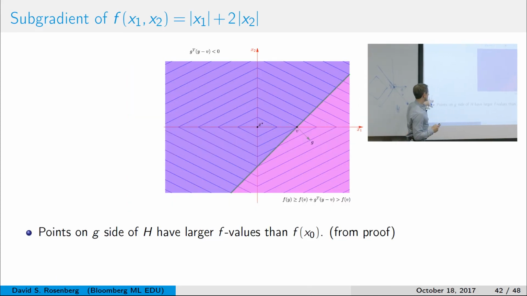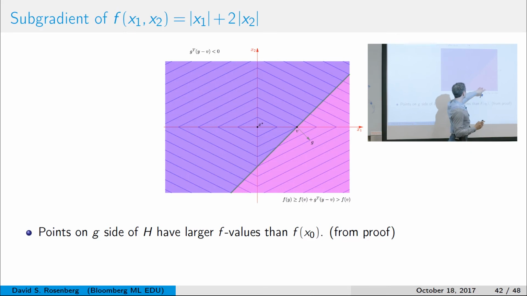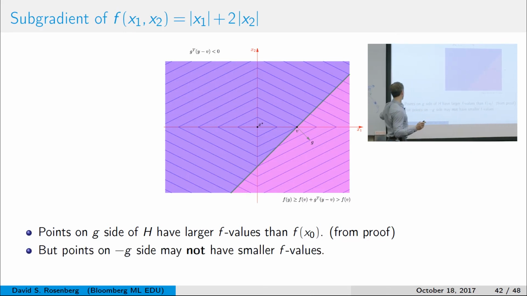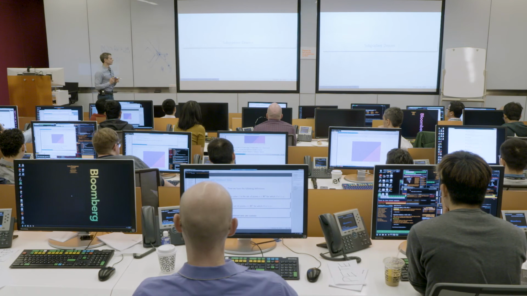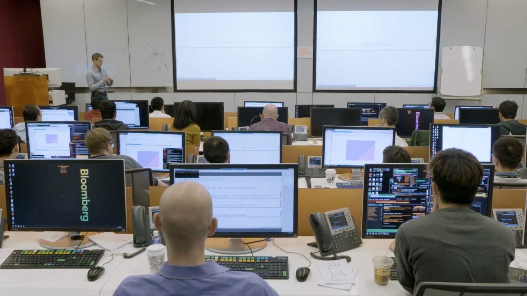All right. OK. So to summarize, we're saying that take the hyperplane, points on this side have larger f values than f of x0. We have no idea what's happening on the other side. It could be both. And so it's not a descent direction. But we can still say something. So let's go for it.